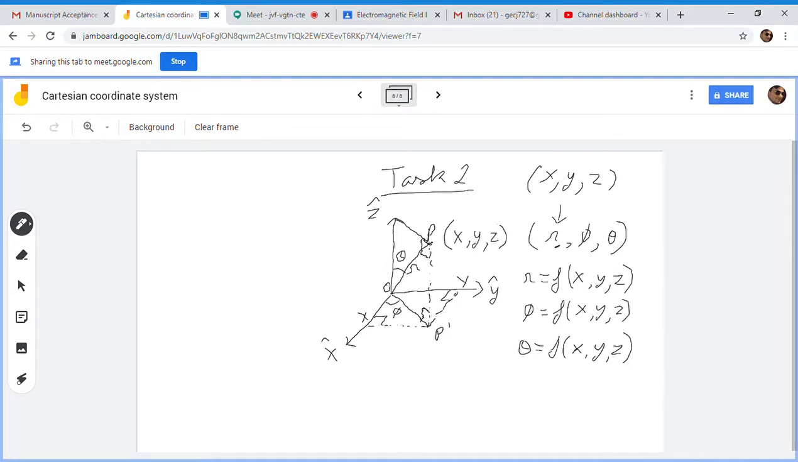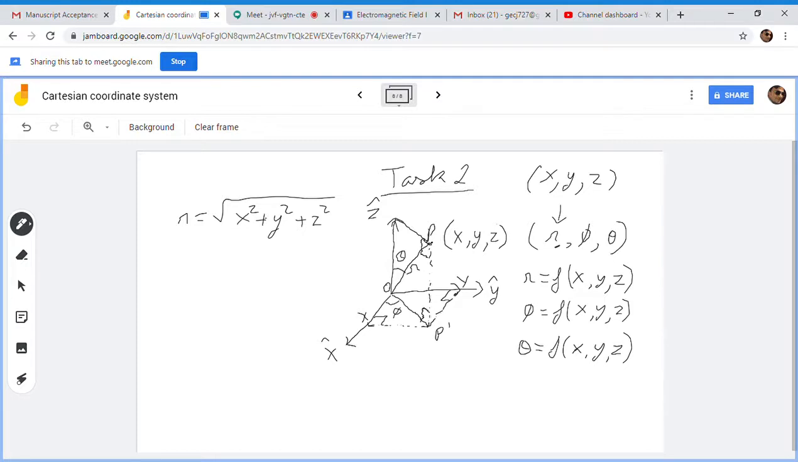So the first dimension is very easy. If you have got x, y and z, then what can you write? R has to be under root x square plus y square plus z square. Very simple thing. We are just adding these three vectors.